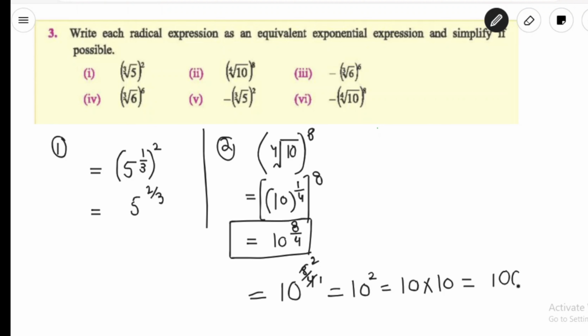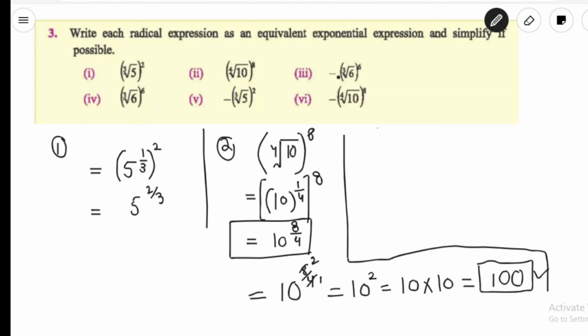So it has two answers right now. The first one I've told you is the exponential form, and this one is the simplified form. After this, now we have question number 3, which is minus outside and the cube root of 6, the whole thing inside, and this whole thing is raised to the power of 6.